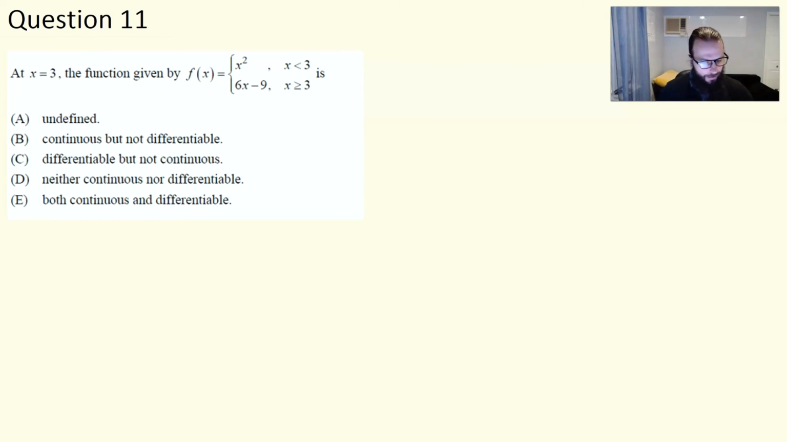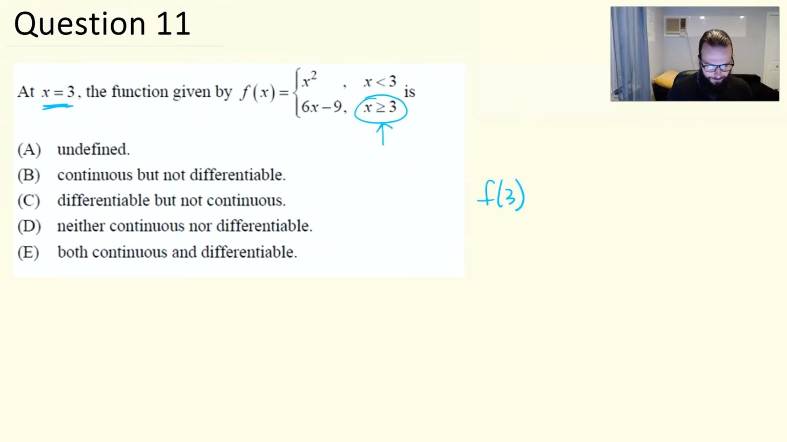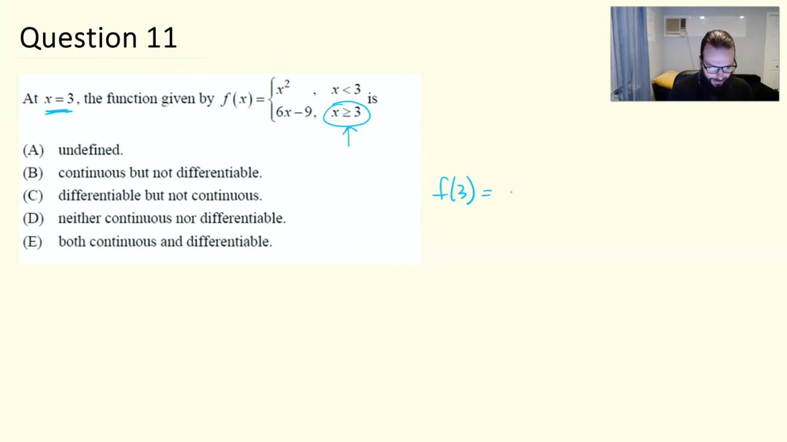This is question number 11 on our Limits Chapter 1 review quiz. And what we have here is a definition question about continuity and differentiability. So let's start by figuring out whether the function is defined and whether it's continuous. Those are relatively easy. At x equals 3, the function given by this piecewise defined function is definitely going to be defined because we do include 3 here. So we can take the f of 3 by using the domain that includes the 3. And that's going to be 6 times 3 minus 9, which is just 9. So the function is definitely defined.